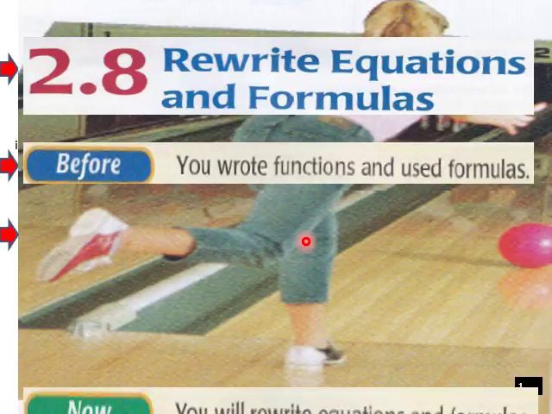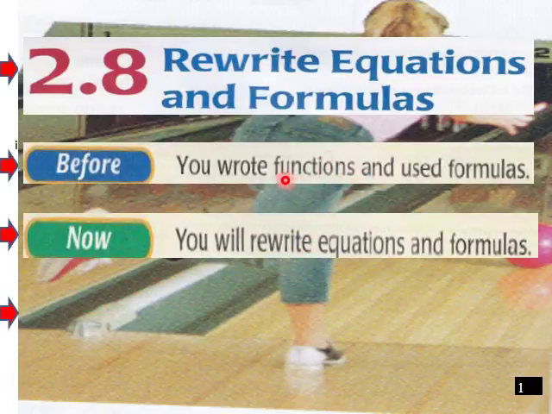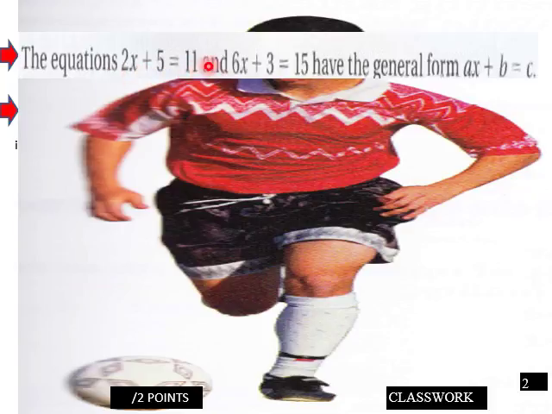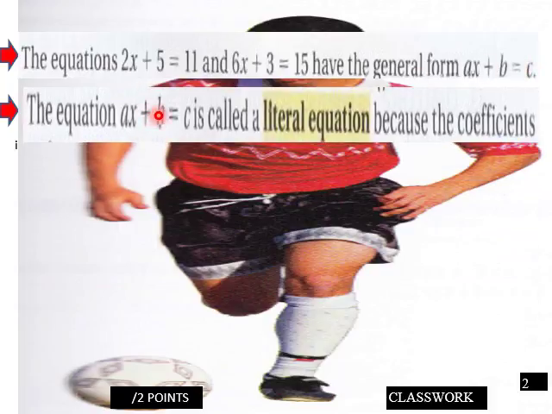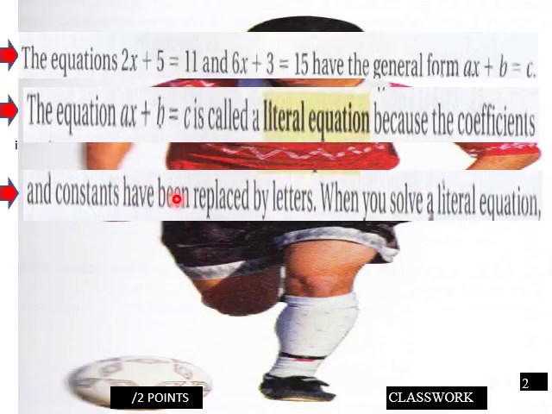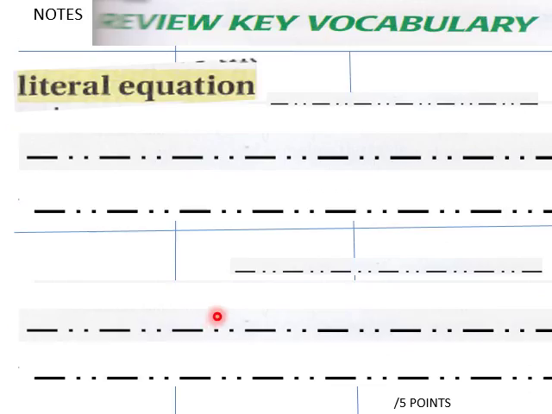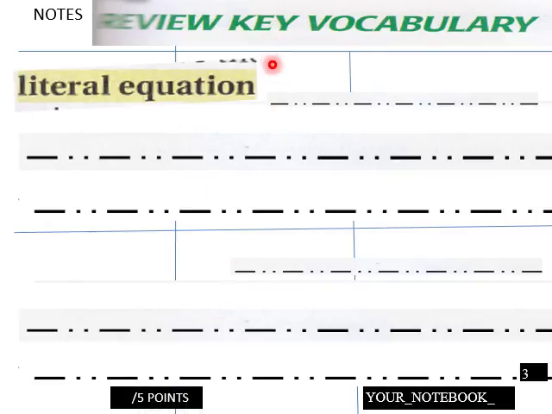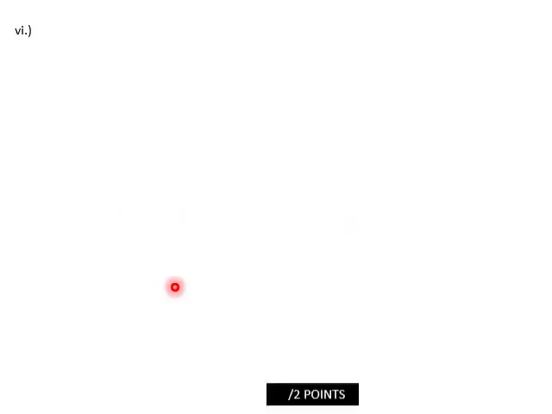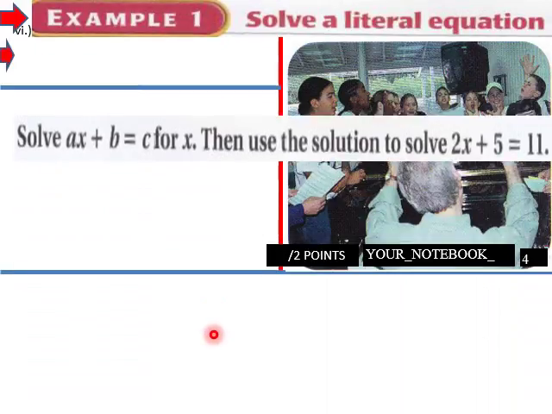Okay, so rewriting equations and formulas. You wrote functions, use formulas. You will rewrite equations and formulas. The equations 2x plus 5 equals 11 and 6x plus 3 equals 15 have the same general form, ax plus b equals c. The equation ax plus b equals c is called a literal equation because the coefficients and constants have been replaced by letters. When you solve a literal equation, you can use the result to solve any equation that has the same form as the literal equation. So, students, define literal equation in your own words. And then example 1 here, solve a literal equation.